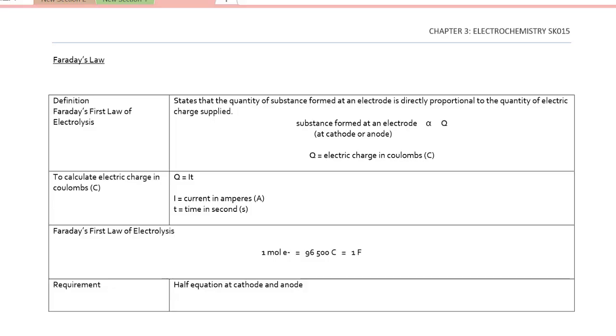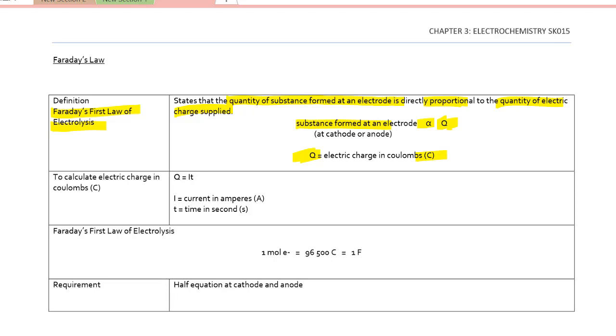Okay, Faraday's law. Faraday's first law of electrolysis states that the quantity of substance formed at an electrode, cathode or maybe anode, is directly proportional to the quantity of electrical charge supplied. So the quantity of charge, the symbol is Q, and the unit is coulomb.